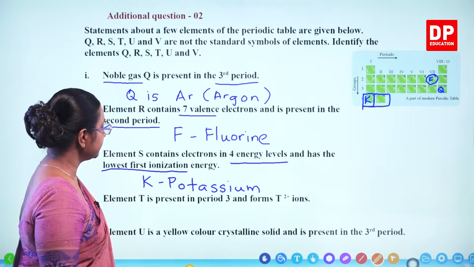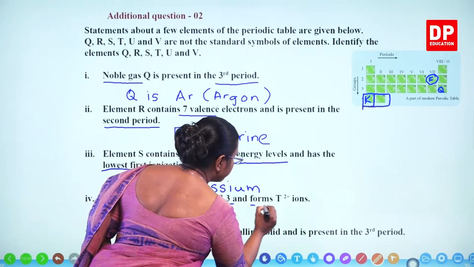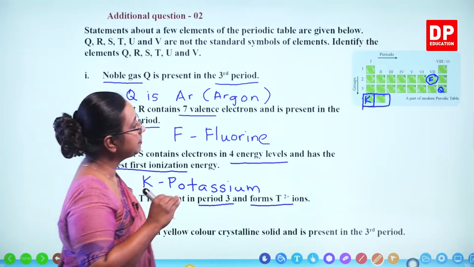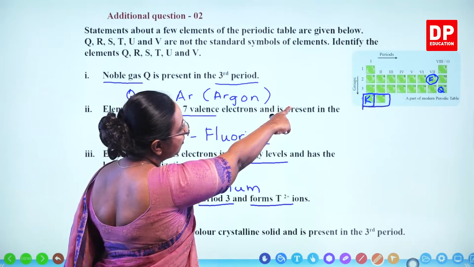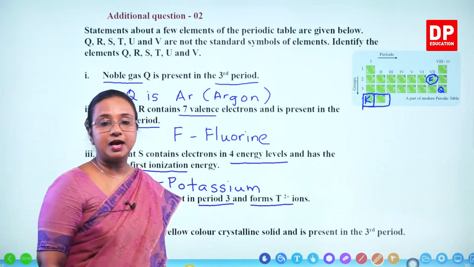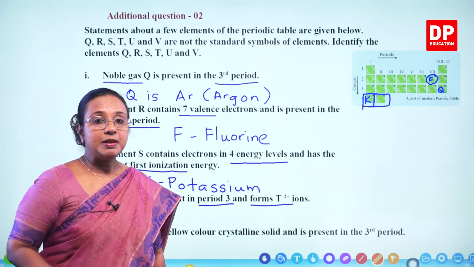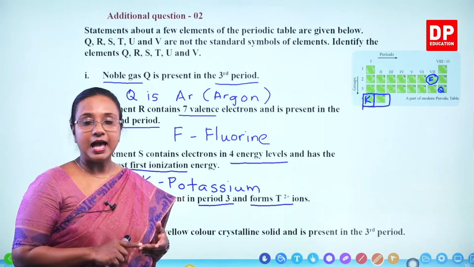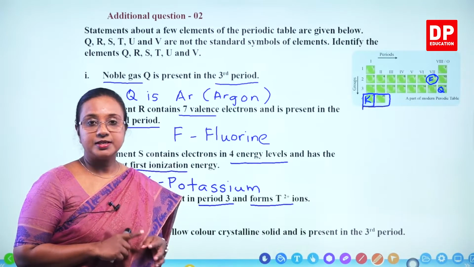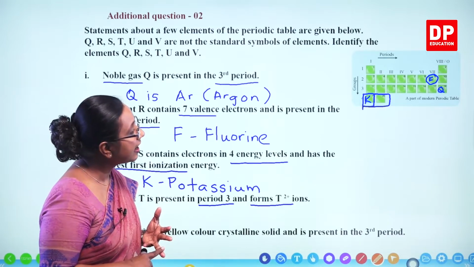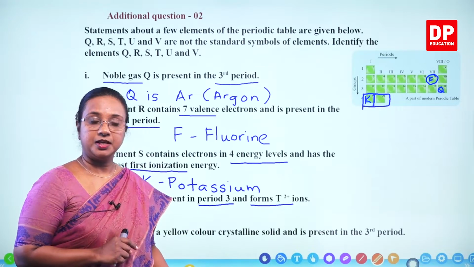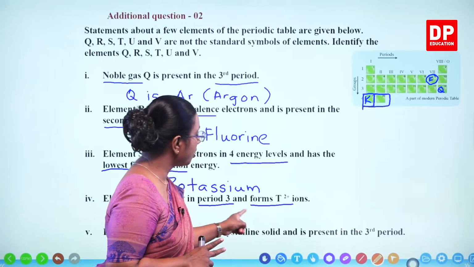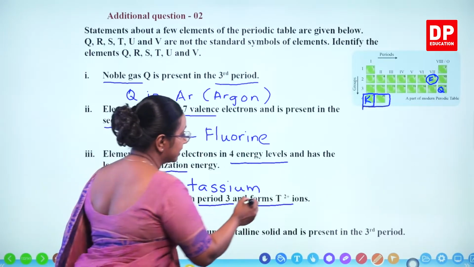Element T is present in period 3 and forms T2+ ions. So, it can be any element present in period 3, from atomic number 11 to atomic number 18. You remember all the elements in order. It starts with sodium, magnesium, aluminium, silicon, phosphorus, sulfur, chlorine and argon. Out of these, the first few elements, which are metals, are the ones that normally form 2+ or + ions.